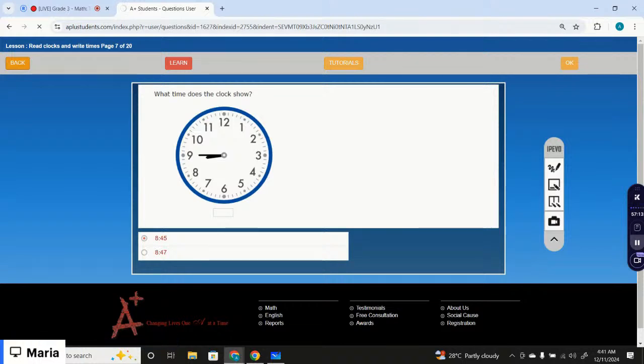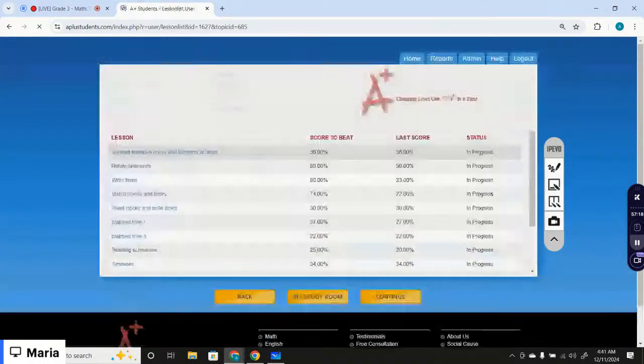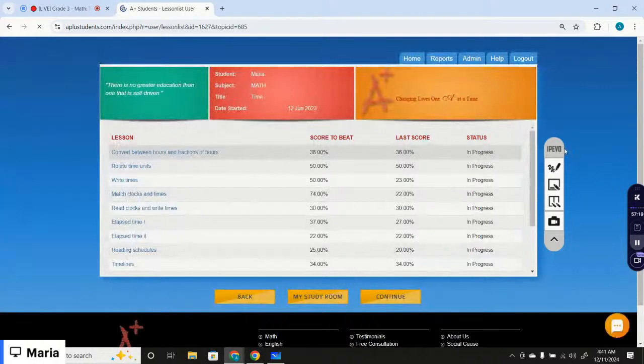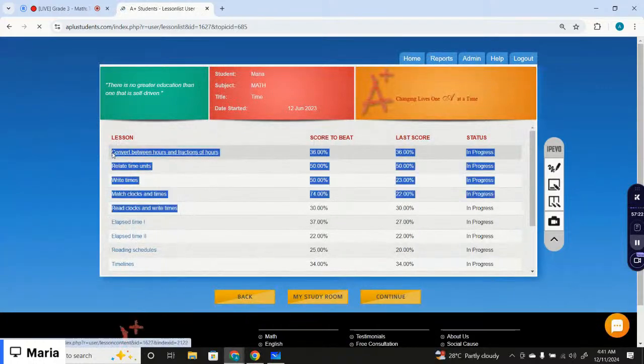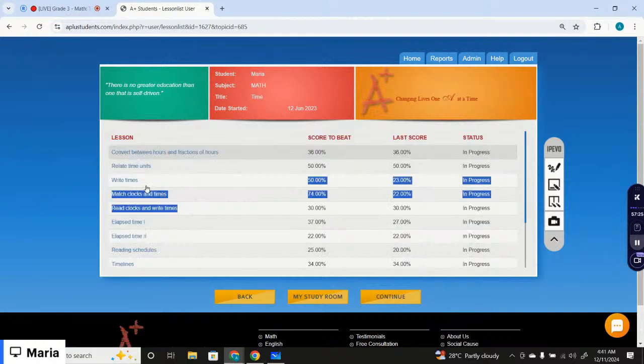So we were working on grade 3 math. The chapter we're working on is time. The lessons we have covered today are convert between hours and fraction of hours, relate time units, write times, match clocks and times, read clocks and write times. So please make sure before the next session you complete all the practice questions for the lessons we just did. That is your homework until next session.